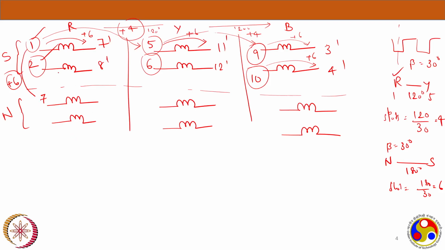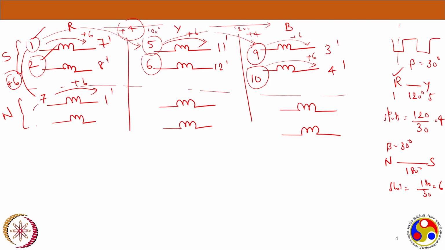Okay. Now again this is the full pitch coil. 7 plus 6 is 13. There is no 13, so it's 13 minus 12. That is the return side of coil number 7. We will place it in coil number 1, slot number 1. So that's why we will name it as 1 dash.